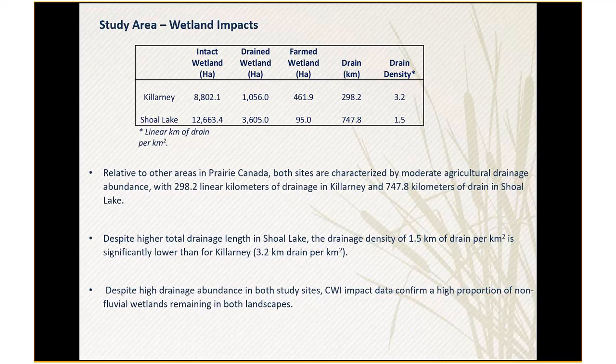Shoal Lake has slightly lower drainage density and, per unit area, lower abundance of drainage. But even though these areas are impacted, there's no doubt about that, there's still a high proportion of non-fluvial intact wetlands that we can apply this classification to. And we are seeing a range of conditions in terms of impacts across the two sites too, which should be representative of what we see across the broader parkland in Manitoba.